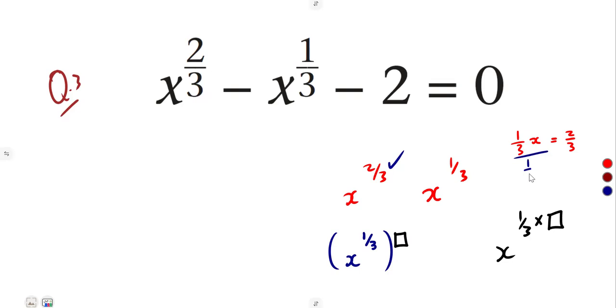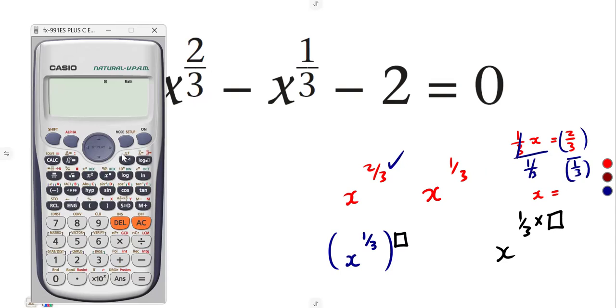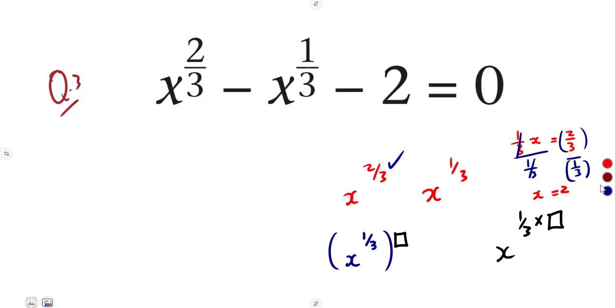So simply divide by 1 over 3. The 1 over 3 here can cancel, so our x is going to be a 2. Taking your calculator, that is 2 over 3, then divide by 1 over 3, like this. That is going to give us a 2. So as we can see, we are still having that 2.